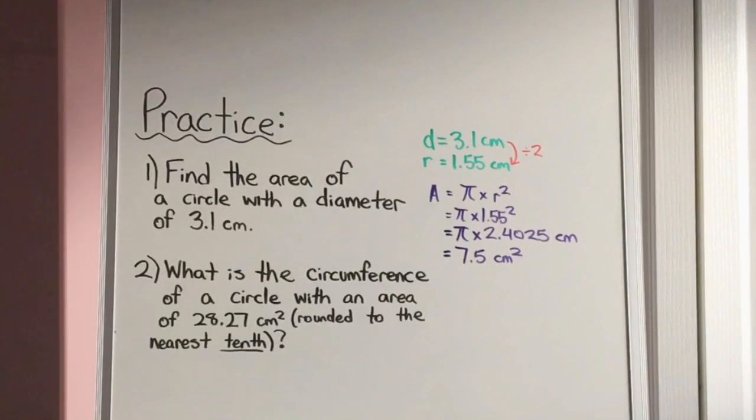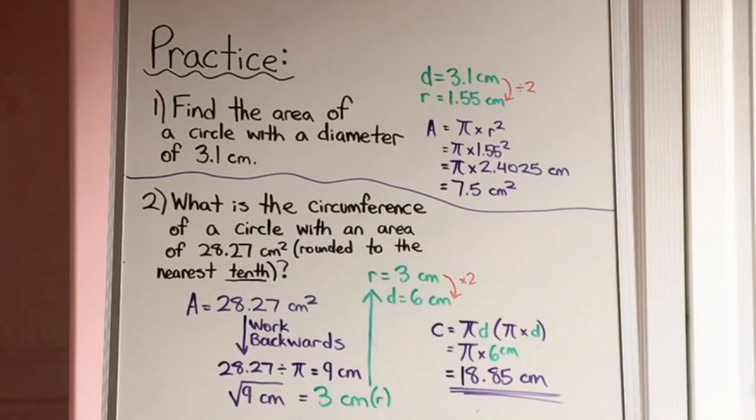To solve the first question, we start by finding the radius with the diameter given. The diameter given is 3.1 centimeters. To find the radius with this, we divide by 2. After dividing by 2, we find that the radius is 1.55 centimeters. Then, we put that into our area formula. Area equals pi times 1.55 squared. 1.55 squared is 2.4025 centimeters. Multiply that by pi, and the answer is 7.5 centimeters squared, rounded to the nearest tenth.